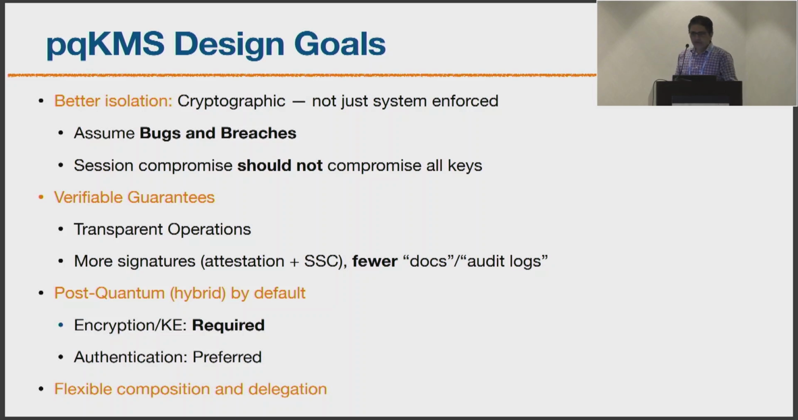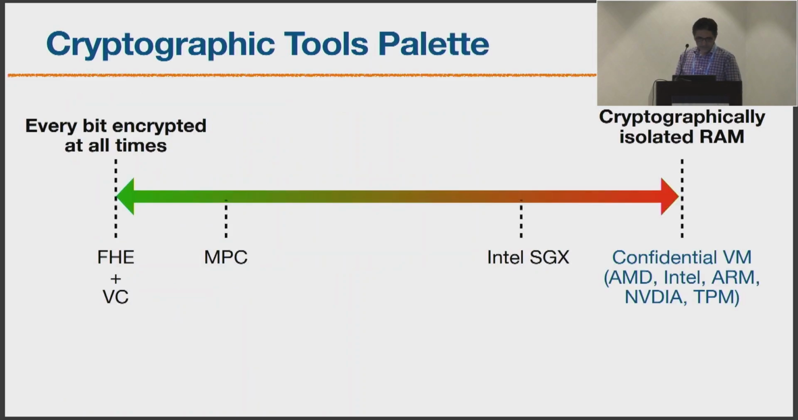And finally, we definitely wanted post-quantum support, because I think that's required at this point. So for encryption and key exchange, we wanted post-quantum support. For authentication, it's a preferred mode, because authentication typically is not that long-lasting, so you don't have problems with someone forging your signatures 30 years down the line. And we also wanted flexible composition and delegation.